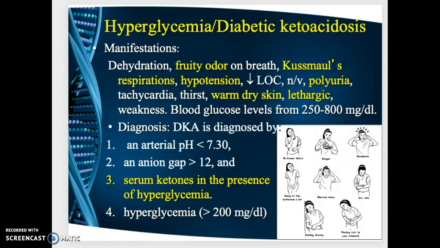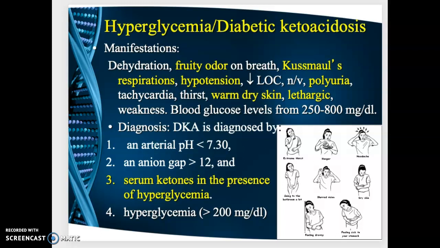Okay, now you're going to get this when you go on to third and fourth semester, so I'm not going to spend a whole lot of time on this section. You'll get it then from the instructor that teaches third and fourth semester, but I just want to highlight some of the common principles here for hyperglycemia or diabetic ketoacidosis.